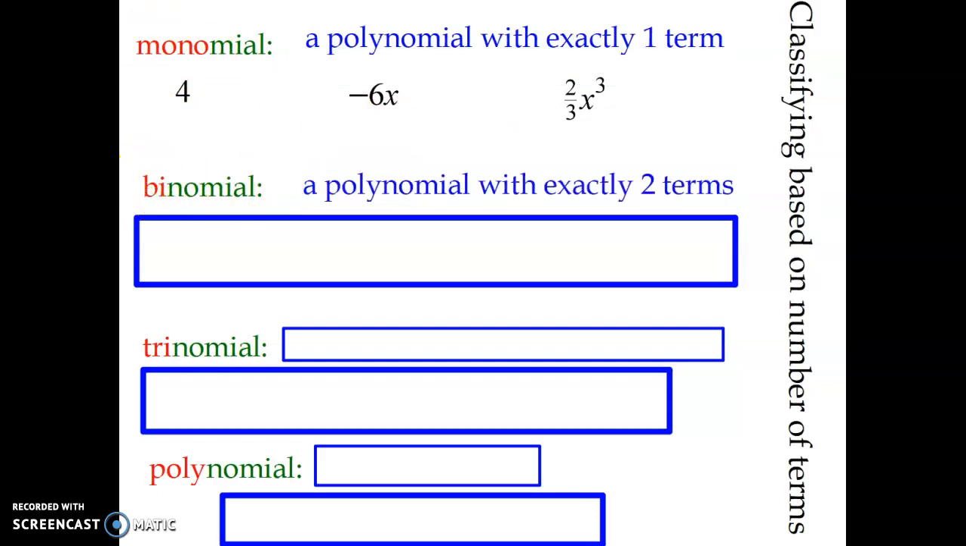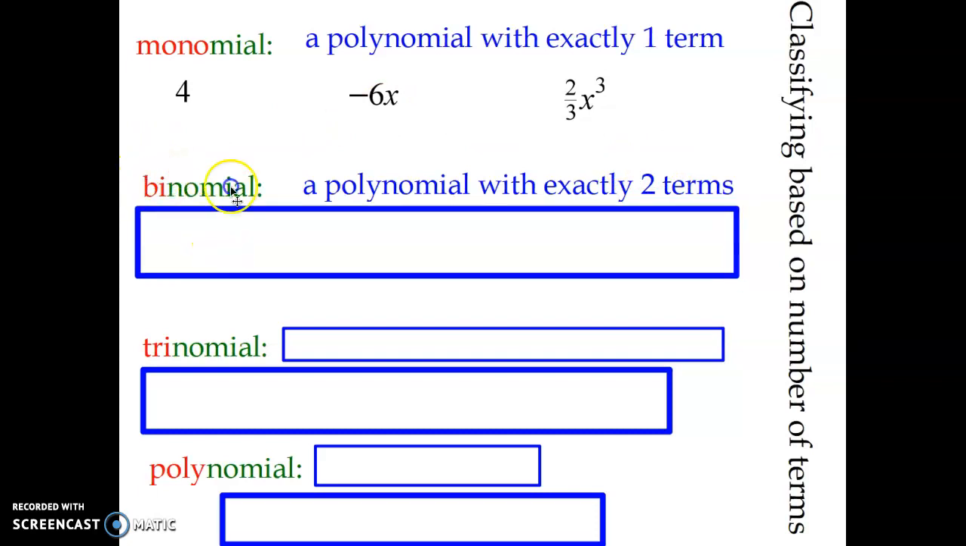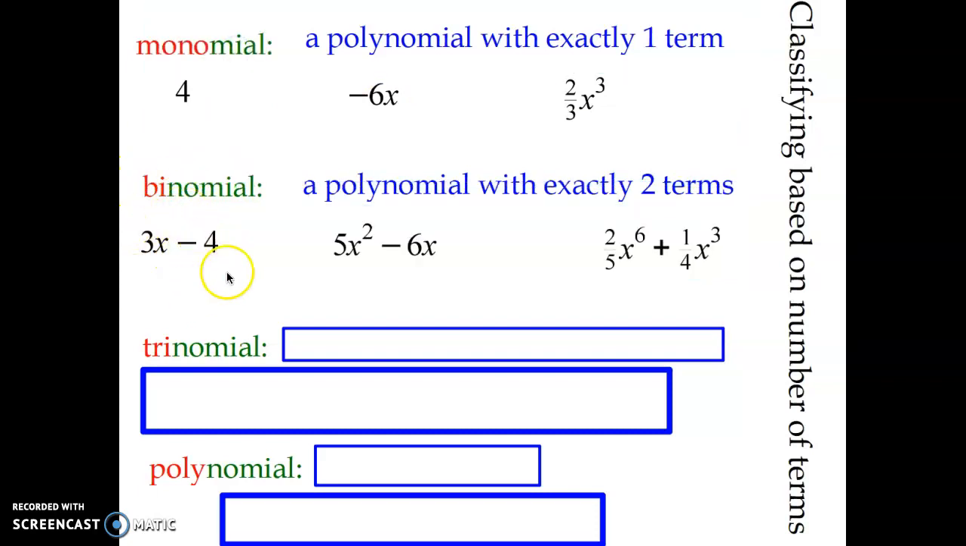So that means it's going to be a polynomial with exactly 2 terms. Bicycle, bivalve, all kinds of words that start with bi that means 2. So some examples of binomials. Here's one. You can see it has 1, 2 terms separated by a subtraction sign. Here's a binomial. It has 1, 2 terms separated by a subtraction sign.